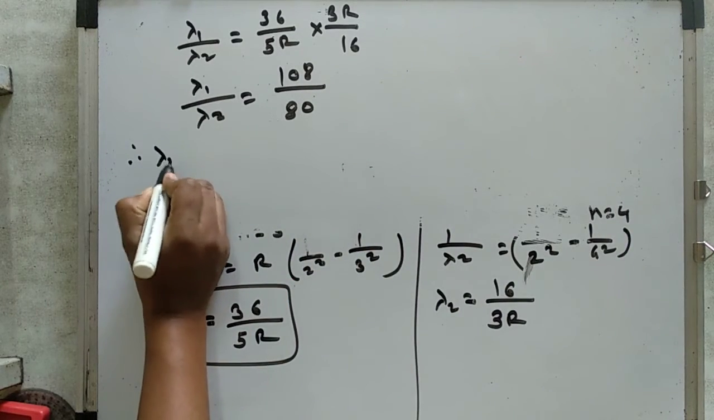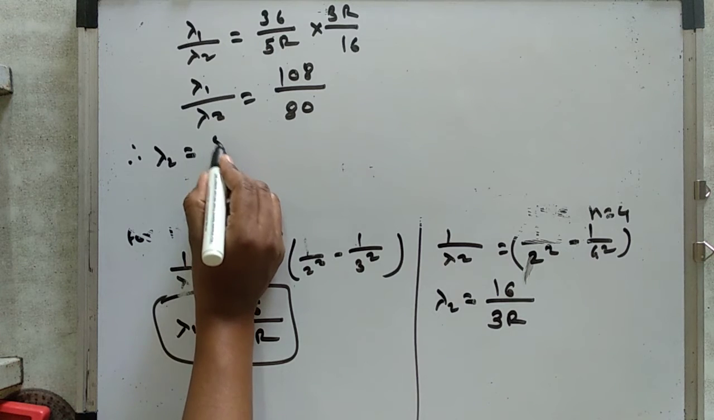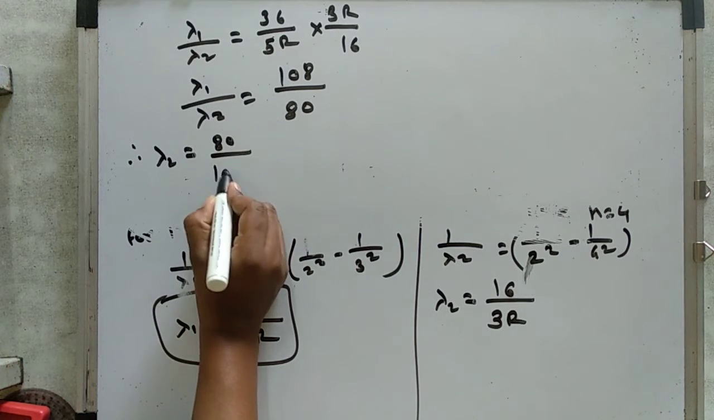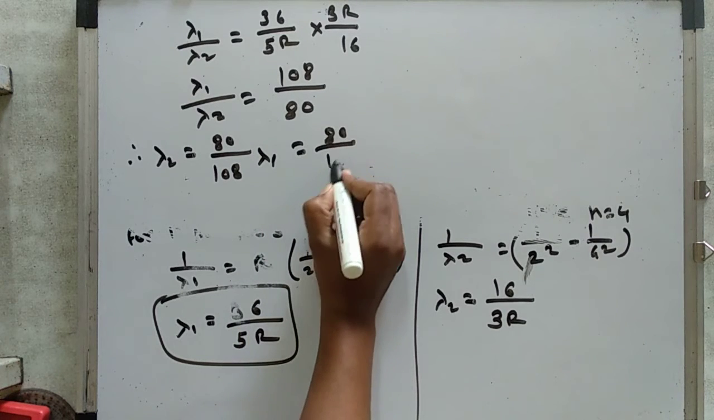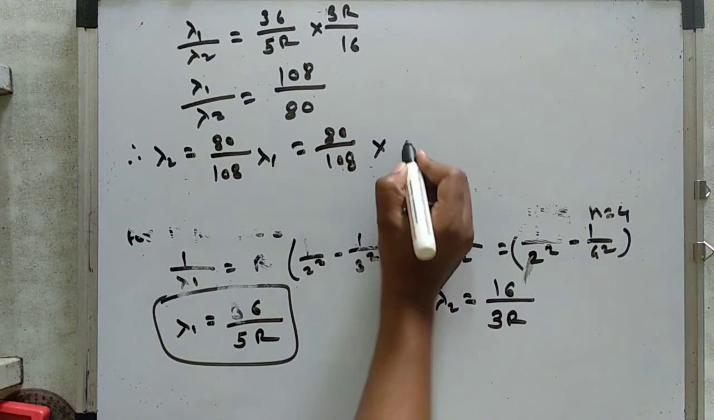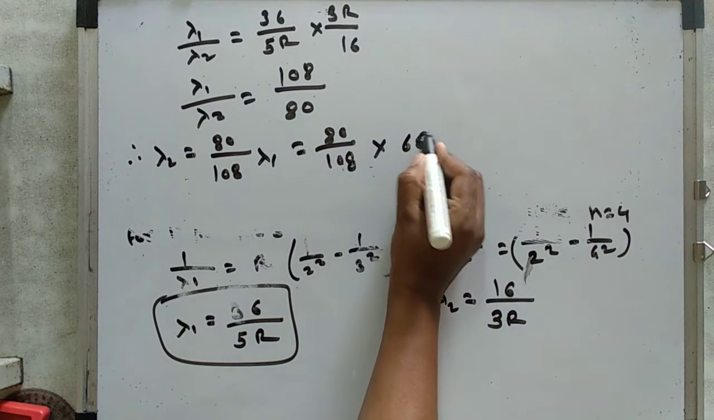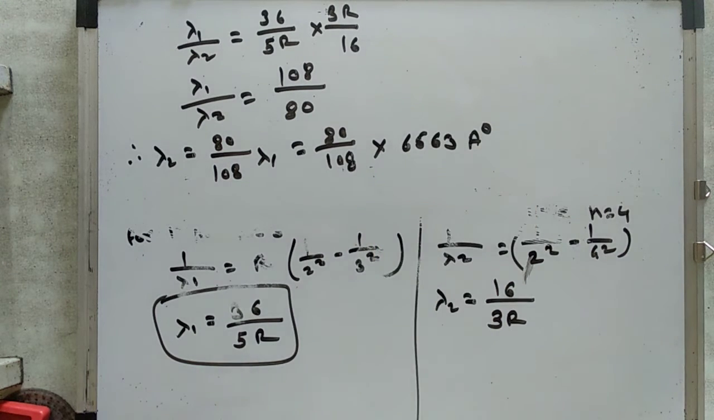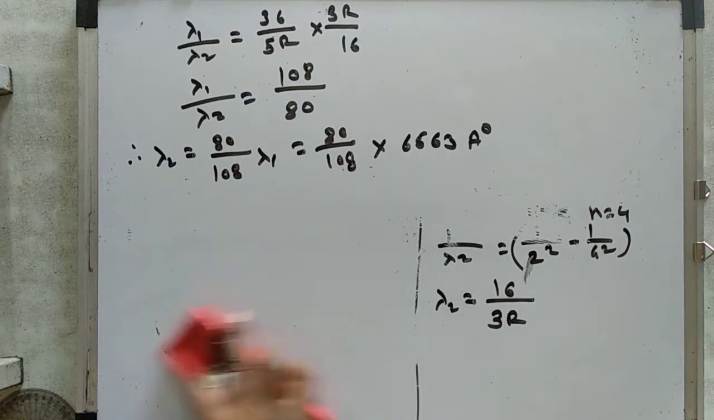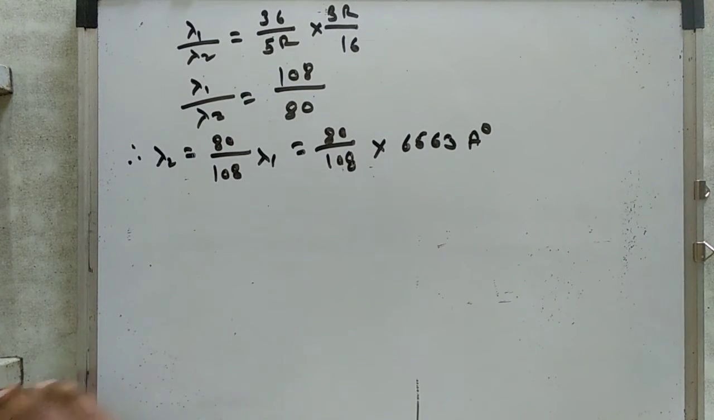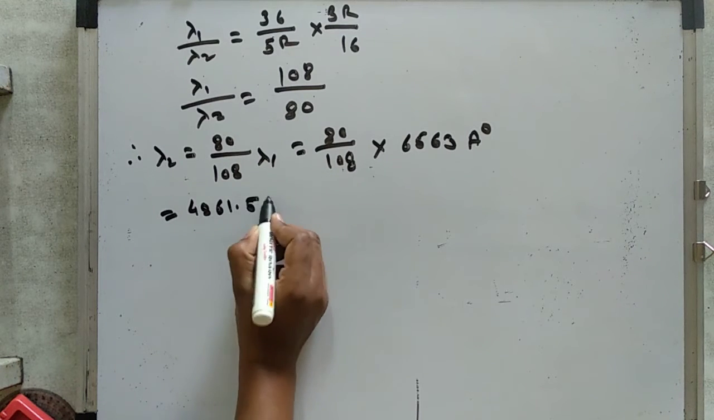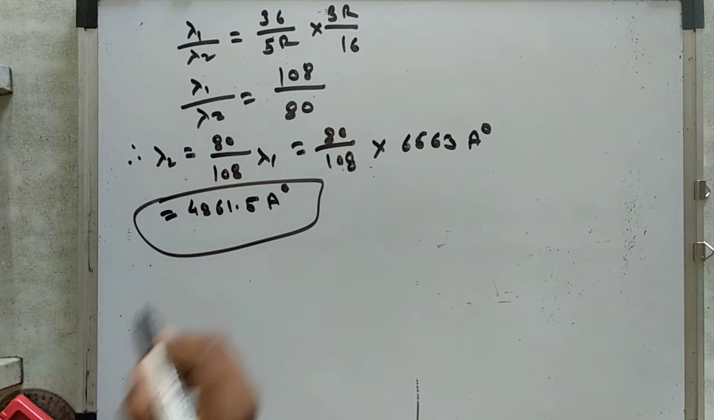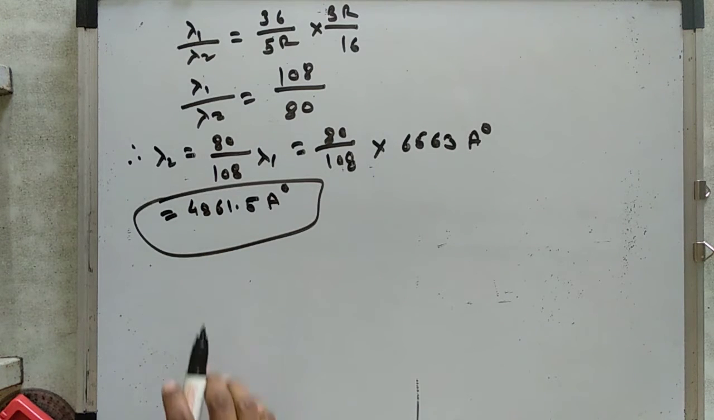Therefore, lambda 2 is 80 upon 108 into lambda 1, which is equals to 80 upon 108 into the wavelength 6563 angstrom. Calculate this value. So we can write 4861.5 angstrom. This is the value of the wavelength of the second line of the Balmer series.